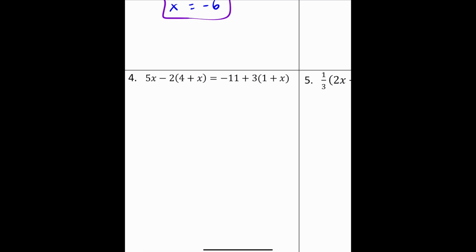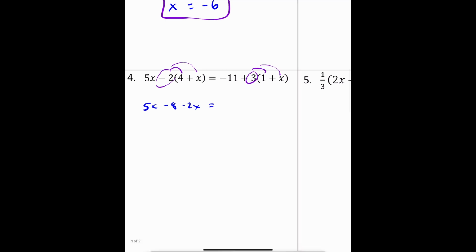Number 4, let's go ahead and apply the distributive property to each term. So I have 5x, and then negative 2 times 4 is negative 8. Negative 2 times positive x is negative 2x equals negative 11. And then we have positive 3 times 1, that's plus 3. Positive 3 times positive x is plus 3x.